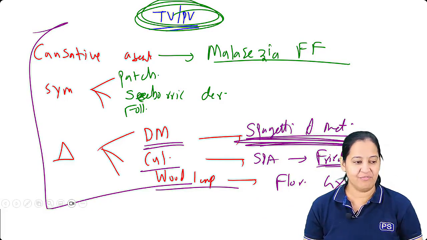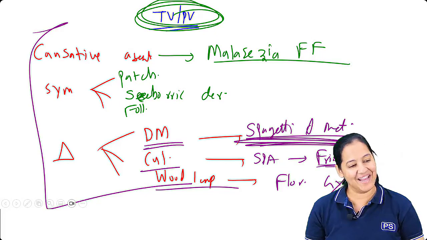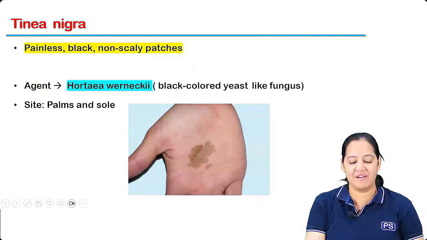Can we proceed to the next fungus? Fungus number 2. 16 पढ़नी है, एक हो गई. Can I come on the second? Say yes, people. Say yes. Can I come on the second fungus? So start the second fungus.